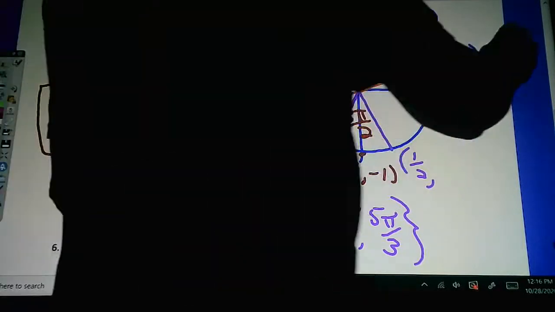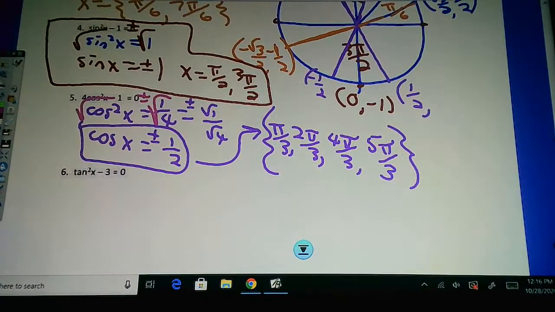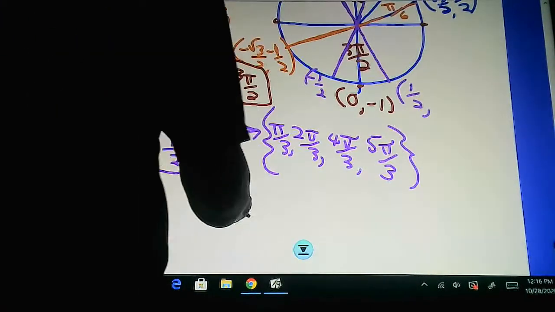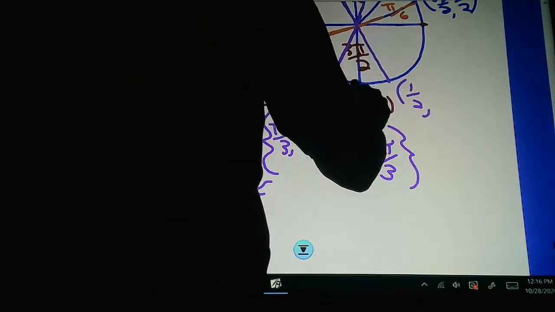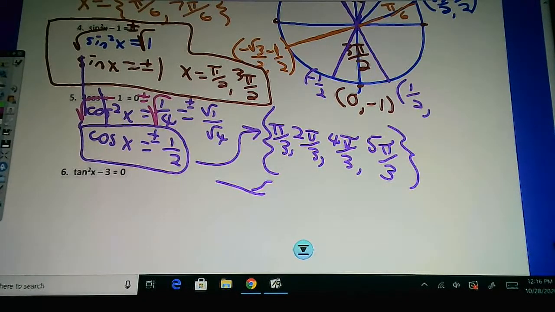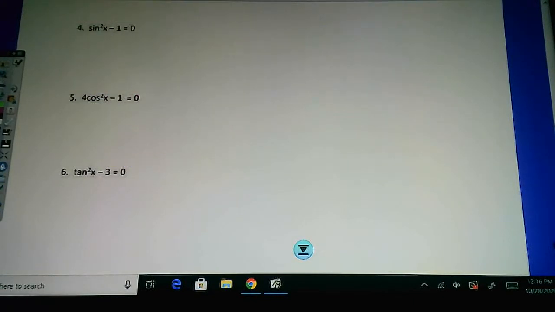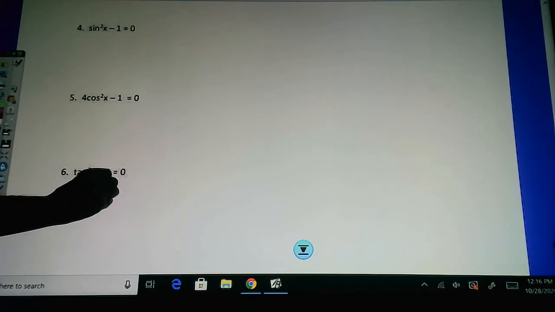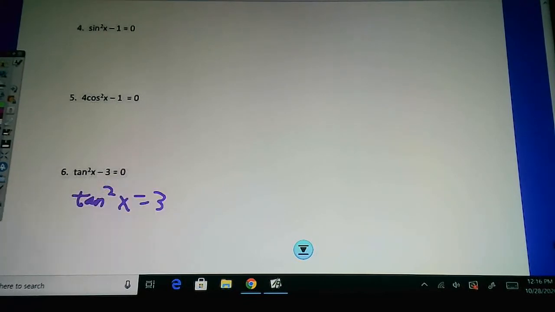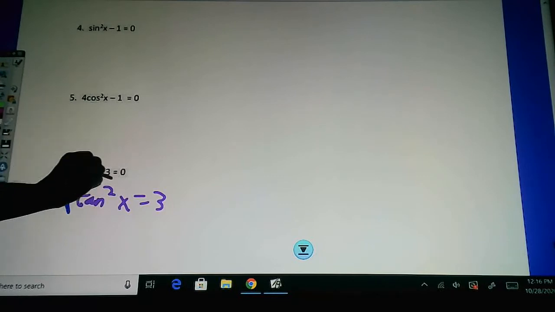All right, let's look at number 6. Tangent problem here. Break this up a little larger. We'll just deal with it here. All right, let me erase all this other stuff. So for number 6, tan squared x minus 3. The first thing we're going to do is add 3 to both sides, and then we're going to square root both sides.